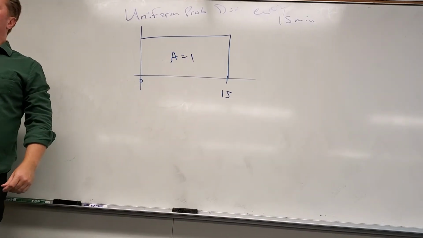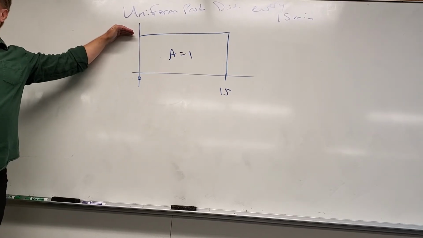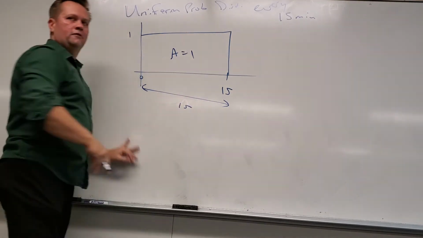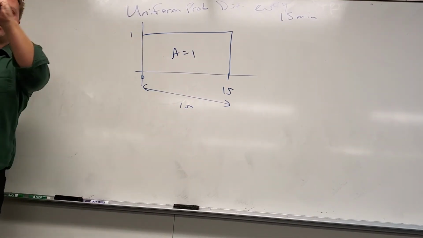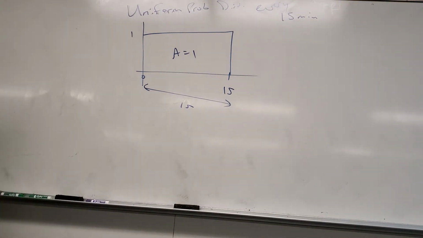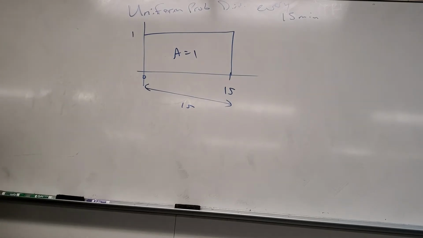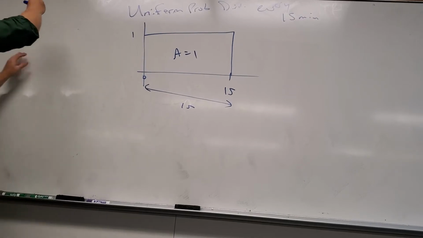How tall does this have to be? If this is 1 tall, what's the area? 15. Try again. How tall does it have to be so the area is 1? 1 over 15. There it is, right? The reciprocal. Hey, what do you multiply a number by to make it 1? Its reciprocal. Do you remember that? How do you solve this equation?